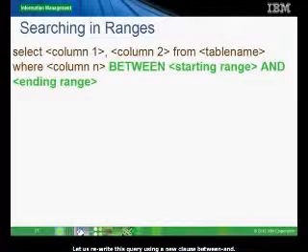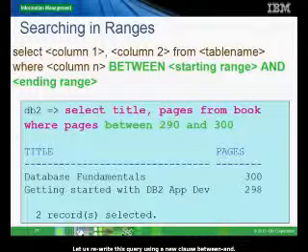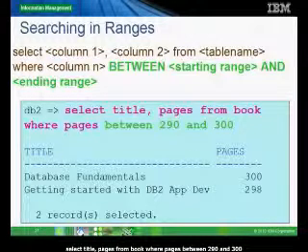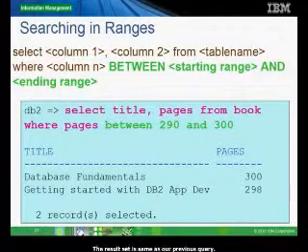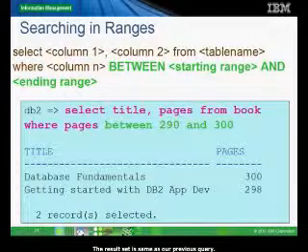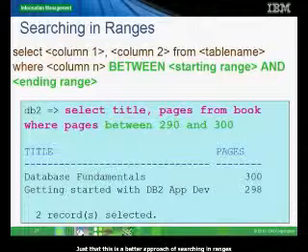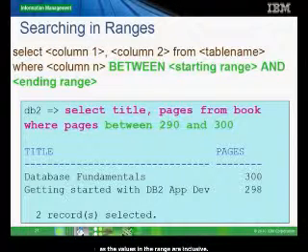Let us rewrite this query using a new clause, between and. Select title, pages from book where pages between 290 and 300. The result set is the same as our previous query, just that this is a better approach of searching in ranges. The values in the range are inclusive.